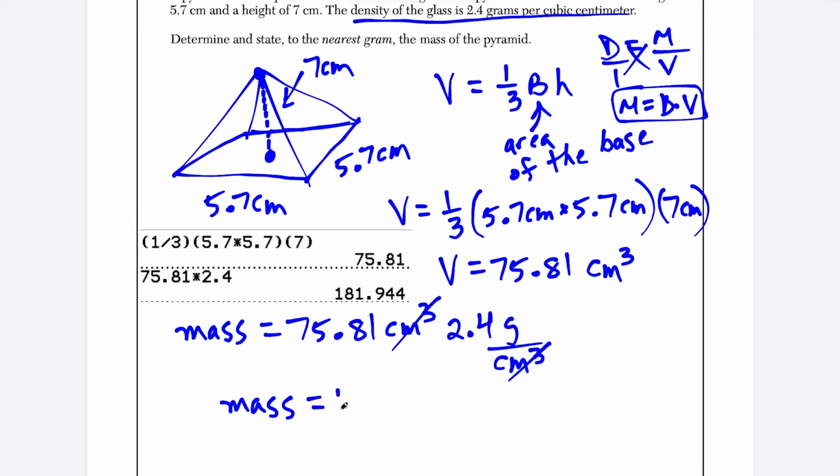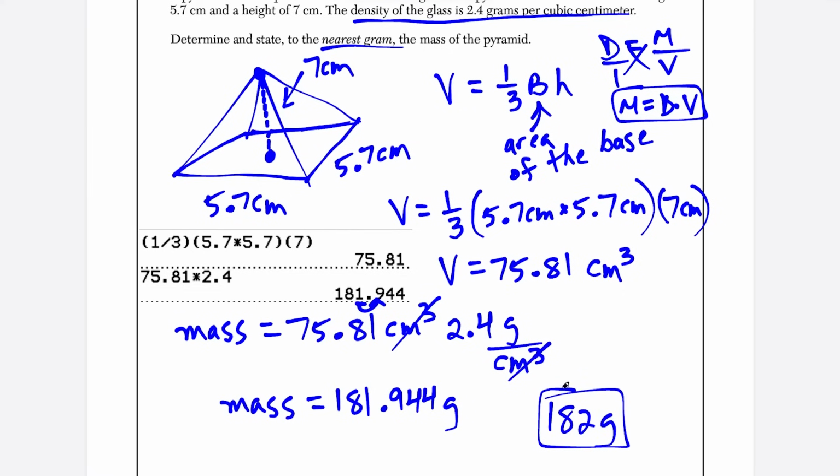So this works out to 181.944 grams, but we are rounding to the nearest gram. So we look here in the ones place, we have a 1. To the right is a 9, so we round up to 182. So we could say 182 grams. This is the rounded answer, so I'll box this one off.